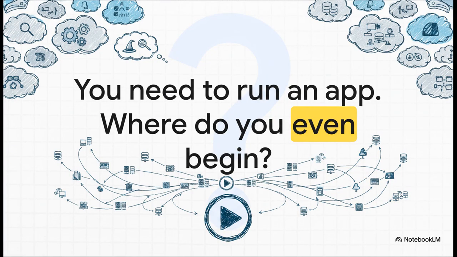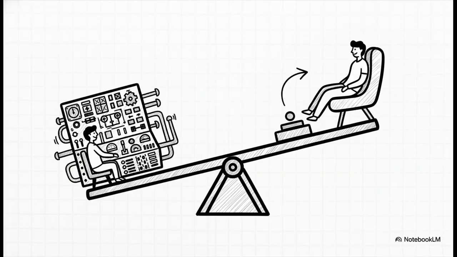I mean, this is it, right? This is the classic moment of confusion. It can feel like you need a master's degree just to get a simple app online. But what if I told you that all of these choices, all this complexity, really just boils down to one single fundamental decision? And here it is.